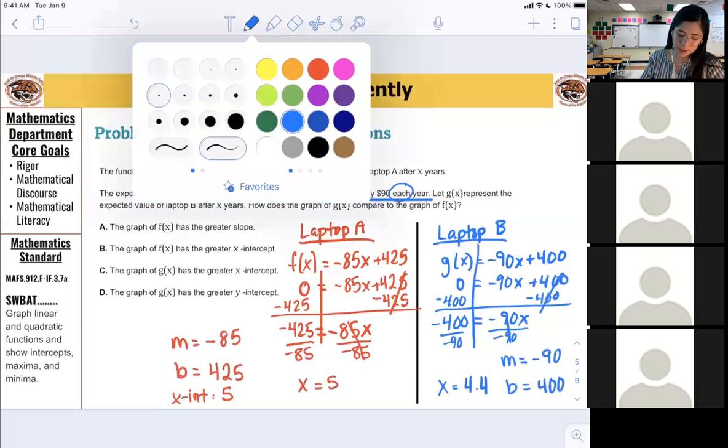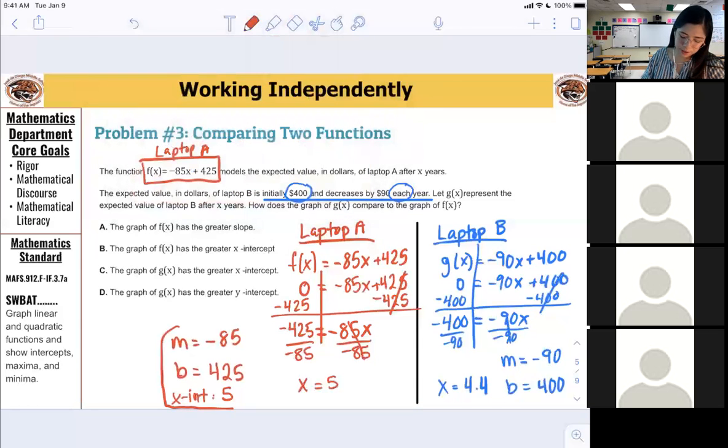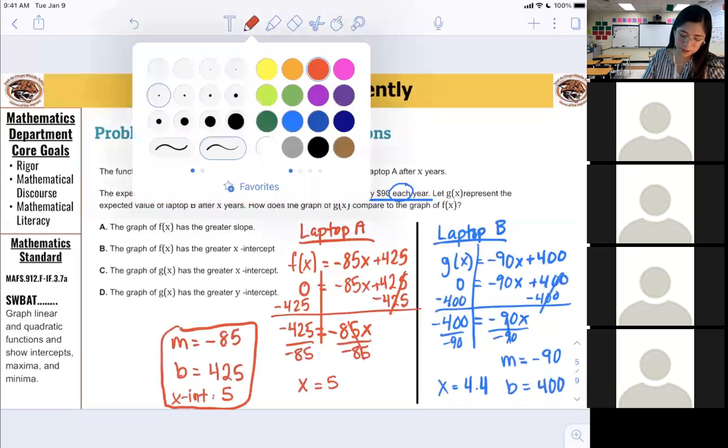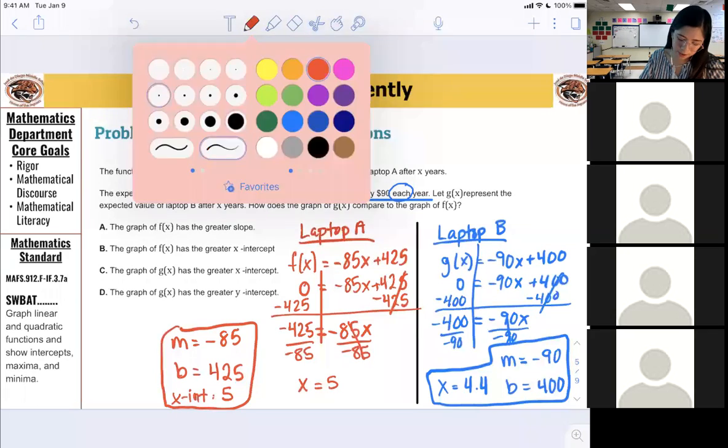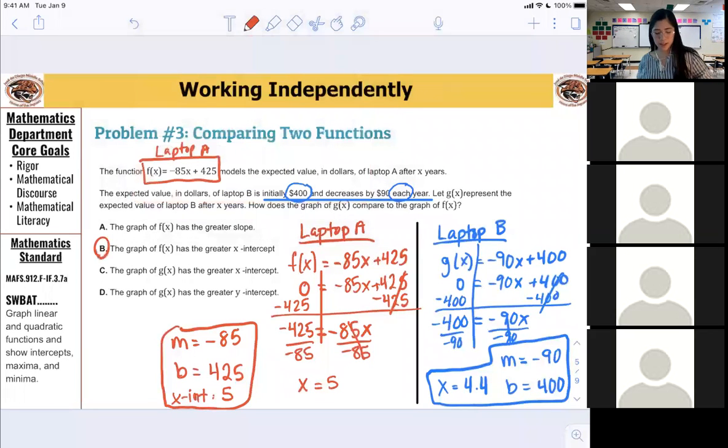So now we look at the answer choices, read them carefully, and there's only one that is true. B. B, f of x has a greater x-intercept. That is correct. That's the only one that is correct, because the x-intercept is 5, whereas the other one was 4.4. All right, any questions on this one, number 3? Little hint, little tiny hint, you will see a question like this in your near future.